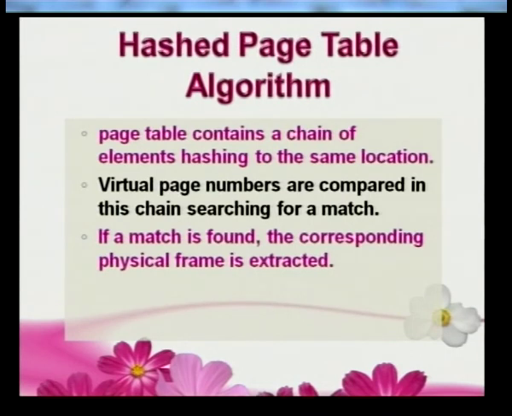Fundamentally, the page table contains a chain of elements hashing to the same location. These elements would be the frames. Virtual page numbers are compared in this chain, searching for a match. There can be more than one element, and therefore a match is found in the chain of elements available. If a match is found, the corresponding physical frame is extracted. If a match is not found, as usual in the paging mechanism, a page fault is generated.